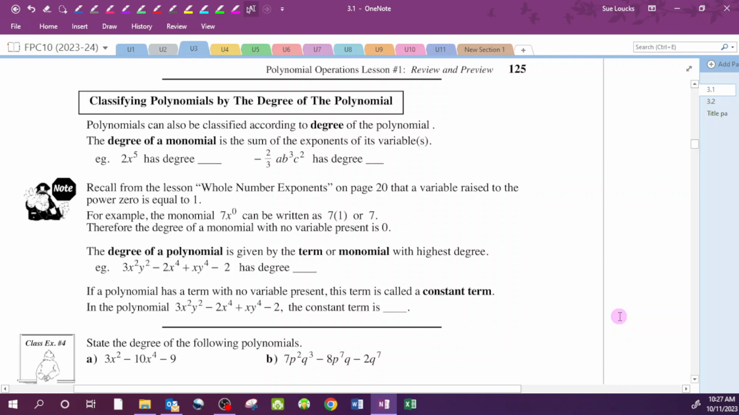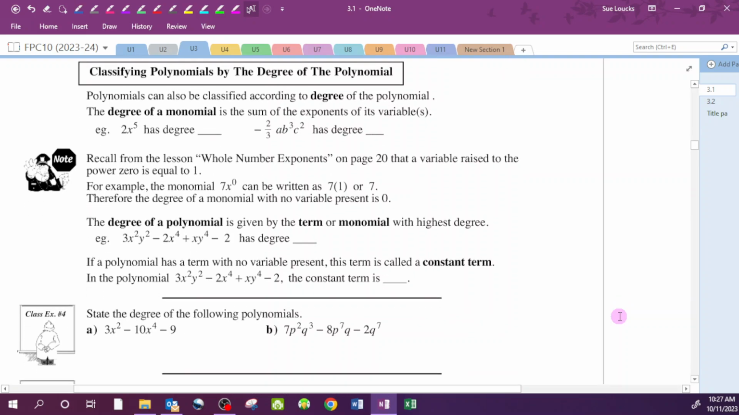Classifying polynomials by the degree of the polynomial. So the degree of the polynomial and the degree of the term is very confusing. If you have trouble with this, I have some extra practice for you that makes it, I think, a little more clear than what they have here.